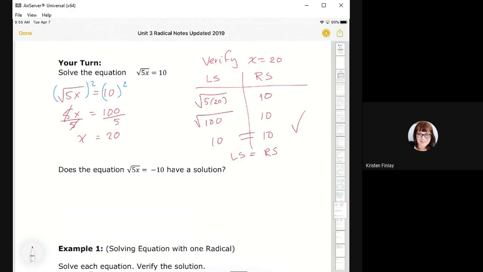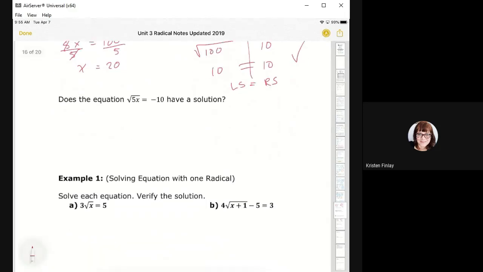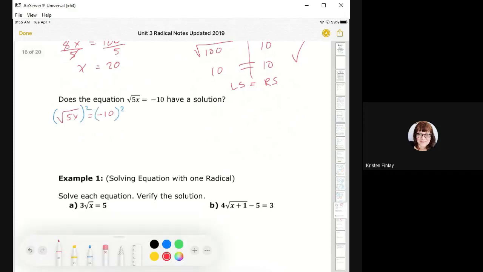Okay, now looking at the next one, hopefully you tried that as well. Does the equation square root of 5x equal -10 have a solution? And here we see some interesting things of what happens. If we do the same work, we have the square root of 5x equals -10, and again we're going to square both sides. Make sure you get that negative sign in the brackets. So we get 5x equals 100, so we would get x equals 20.